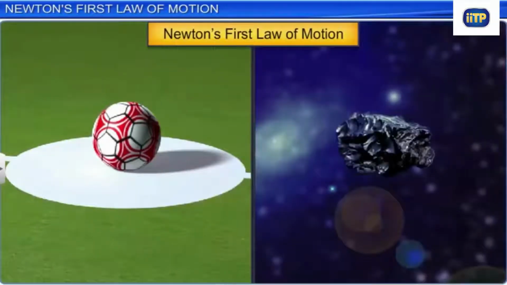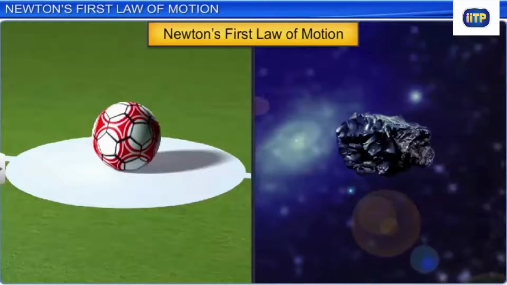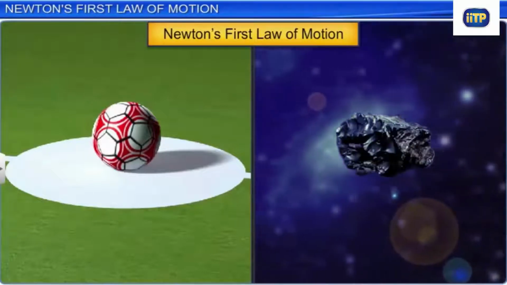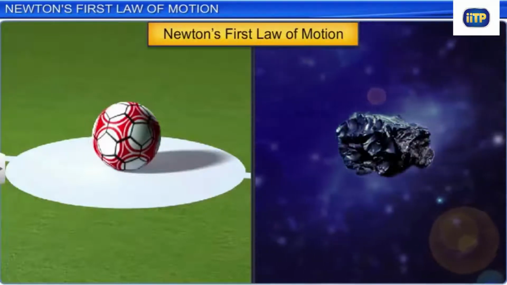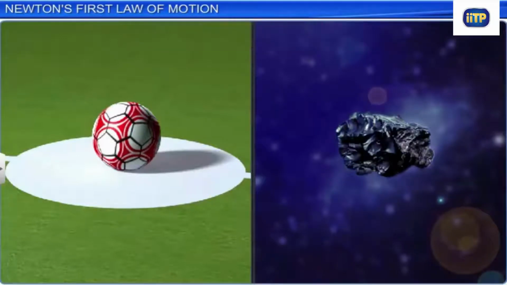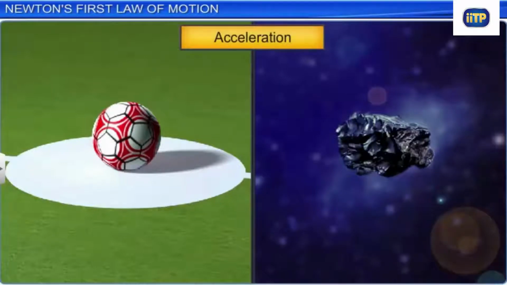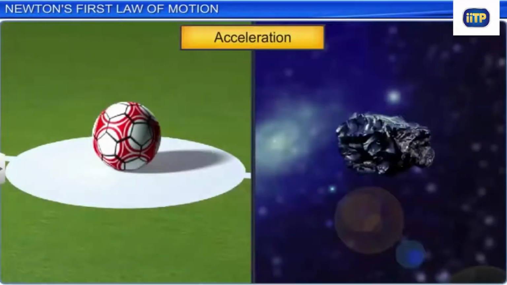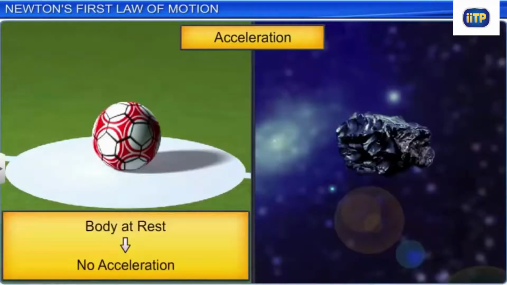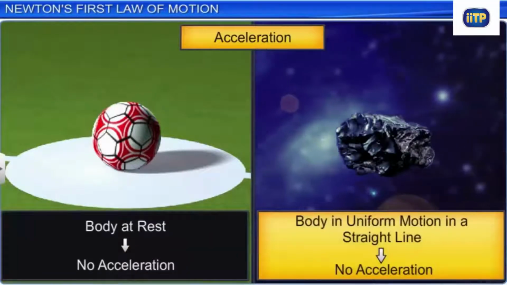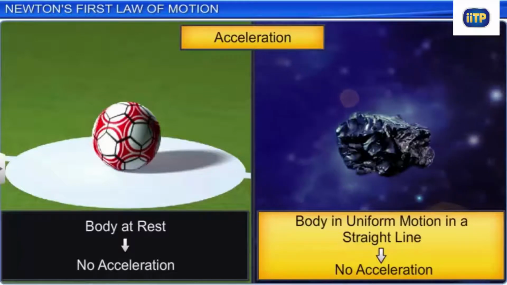Newton's first law of motion states that every object continues to be in its state of rest or of uniform motion in a straight line unless compelled by some external force to act otherwise. If you observe, there is no mention of acceleration in Newton's first law of motion. This is because when a body is in a state of rest, it has no acceleration. Similarly, a body in uniform motion in a straight line does not accelerate.